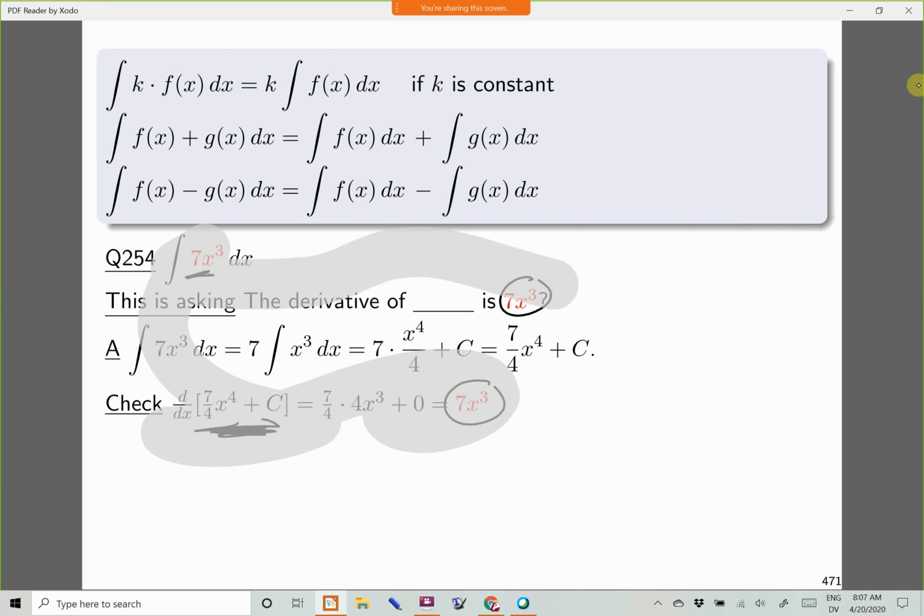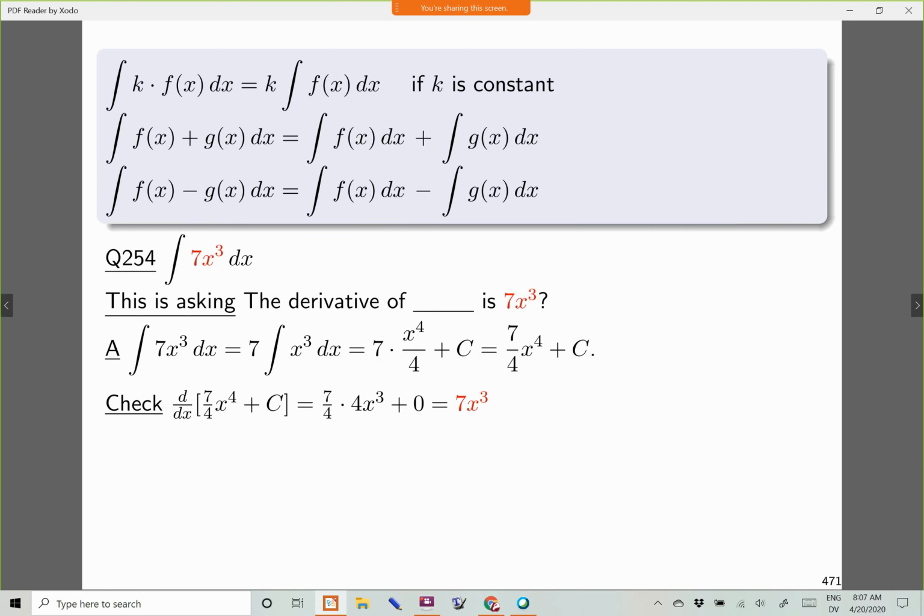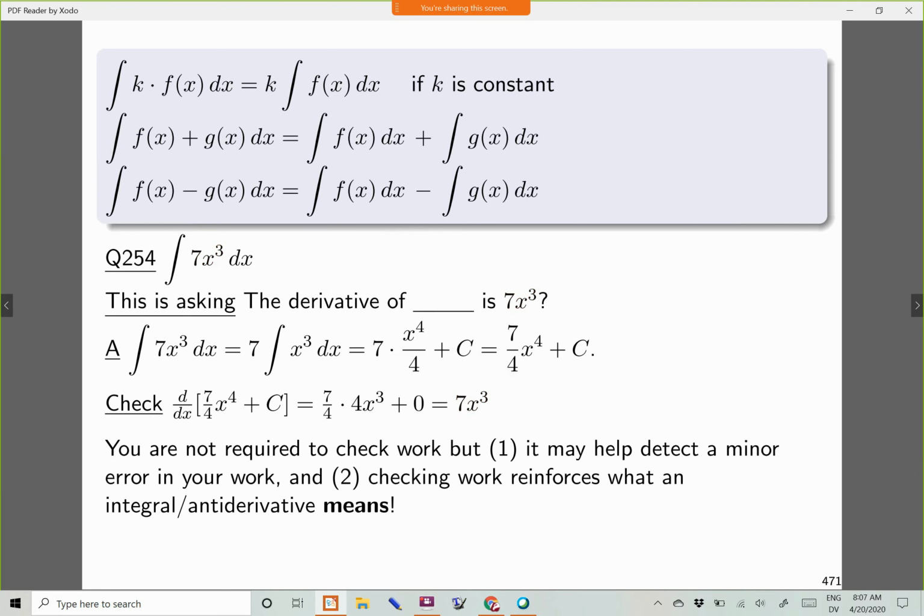So here's the thing, you don't have to check your work. You are not required to check your work. But it could help you detect if you had an honest little mistake. Something might pop up a little funny, and maybe you copied a 4 incorrectly, or things like that. It's easier to catch those things by checking your work.